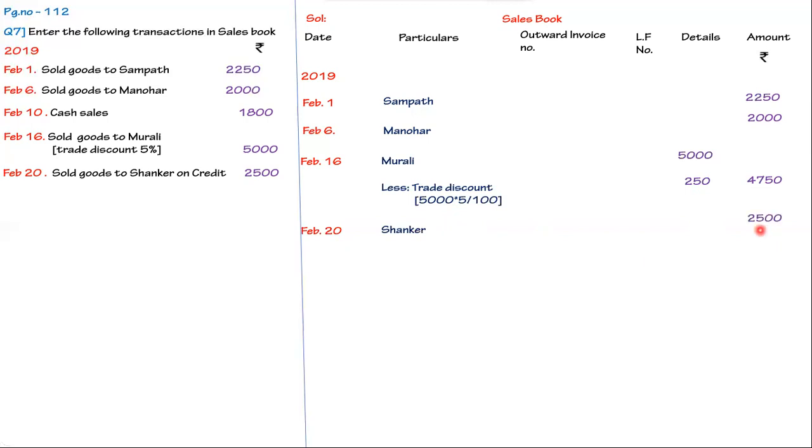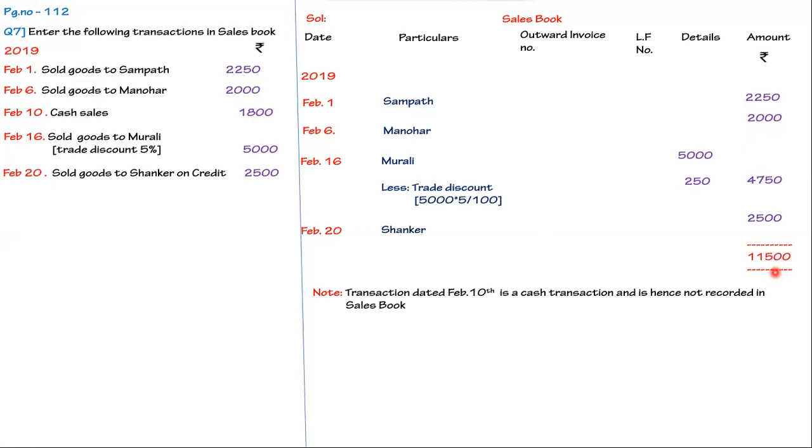Doing the total for it: 2000 plus 4000, 6000, plus 2000, 8000, plus 2000, 10,000, plus 1000, 11,000, plus 500, 11,500. So here the total will be taken as 11,500, and in particulars column we'll be writing it as total.